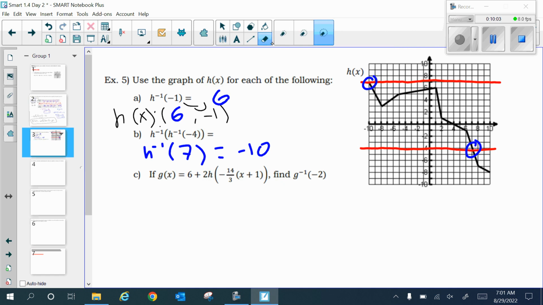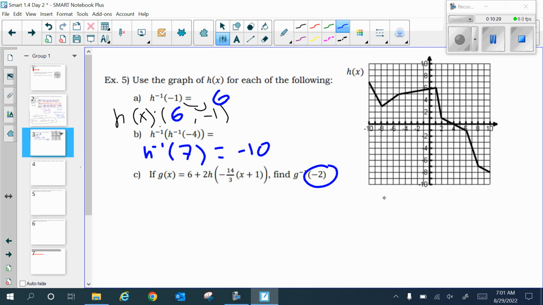So let's actually erase all of this and start on part C. All right. So now part C, we have this equation. I need to find g inverse, and I'm not given g of x, right? But g of x is given in terms of h of x. So I can still figure this out. It's going to take a little thinking, a little more work to do, but I can figure this out. All right. So this g inverse of -2, this right here is the y value of g of x.